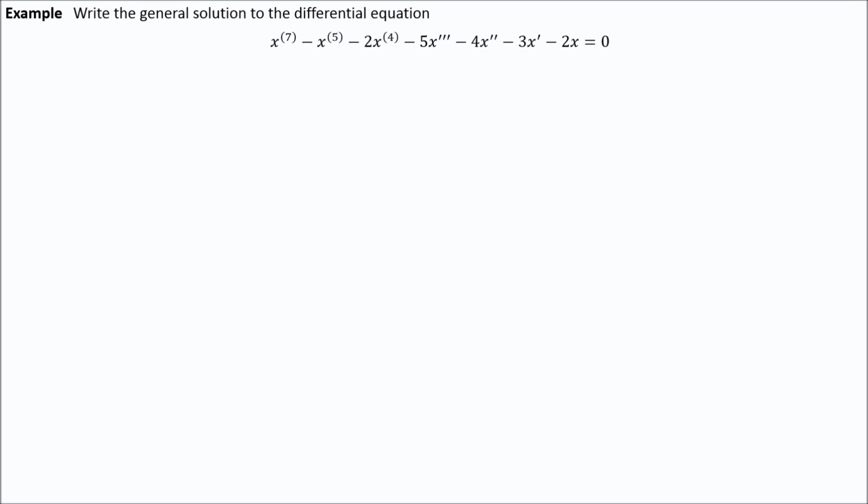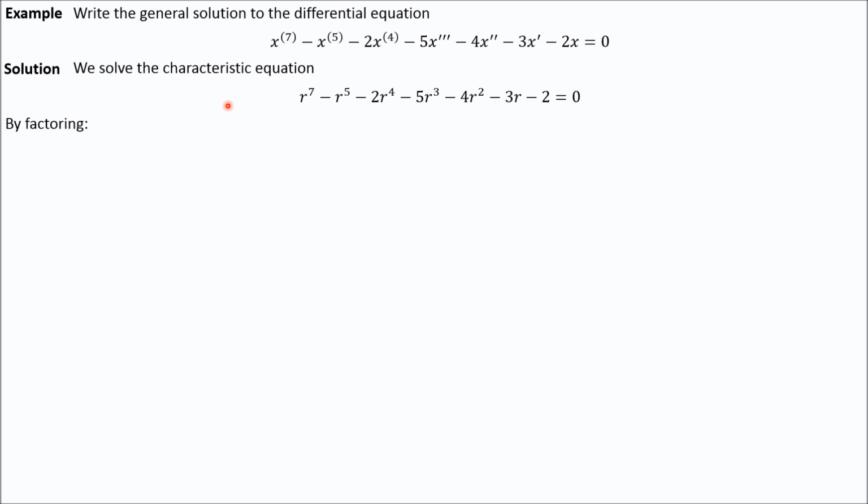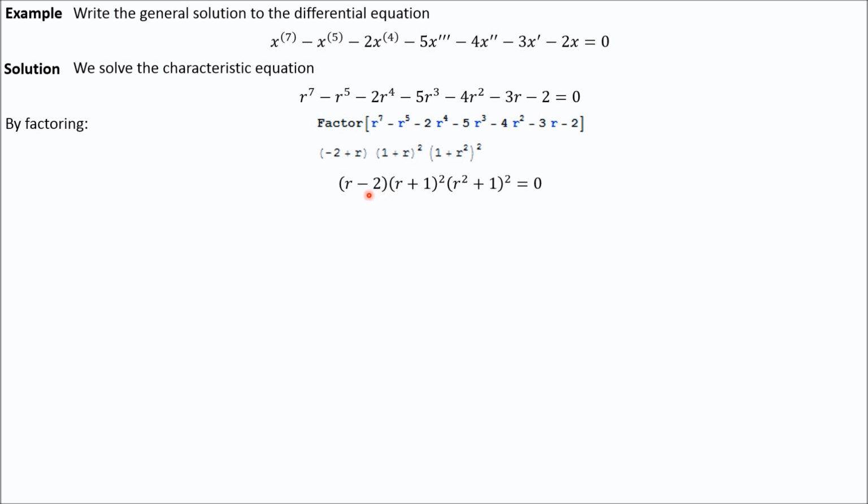So, one final monster of a differential equation to sum it all up all at once. Here's a seventh order differential equation, and we solve the characteristic equation. So that's it. And we factor, and we get this. So now we have, alright, so these are our factors. Here they are. The factors, the roots are 2, then -1 repeats twice, and plus or minus i repeats twice.